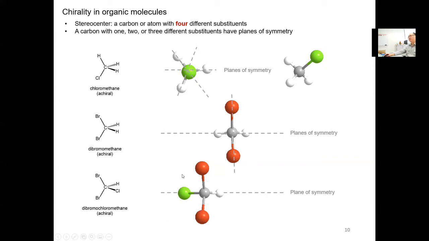So you see, as long as the atom doesn't have 4 different substituents, you can always find an internal plane of symmetry. Thus, these molecules are always achiral. Only when you have 4 different substituents does that make the molecule chiral.